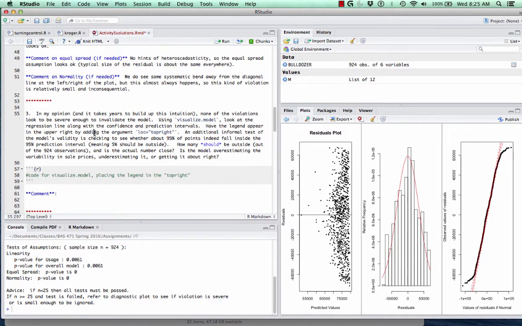All right, so like I say, in my opinion, and it really does take quite a few years to build up the intuition to make these sort of judgment calls, none of these violations are severe enough to invalidate the model. It looks like it provides a reasonable enough reflection of reality for us to actually use.